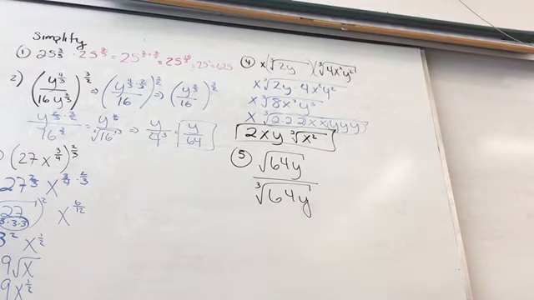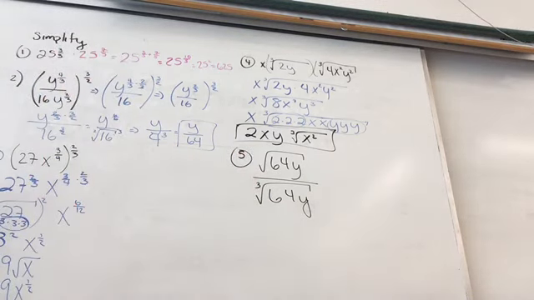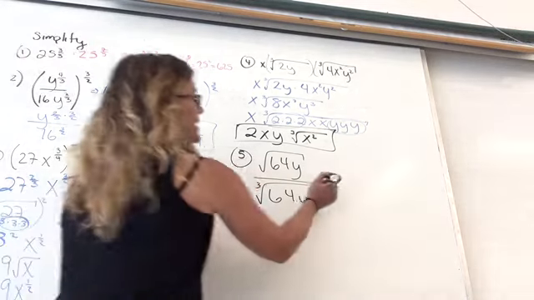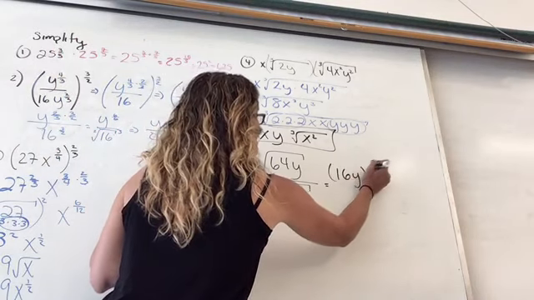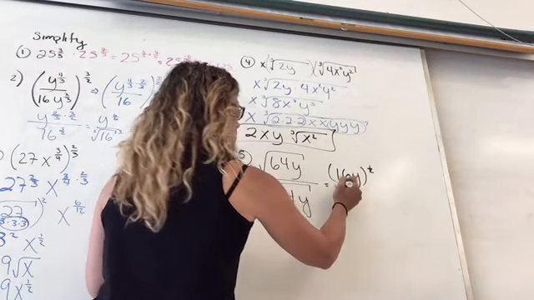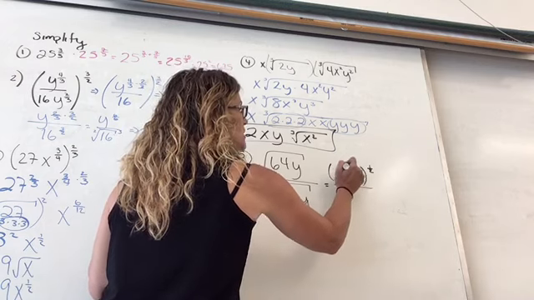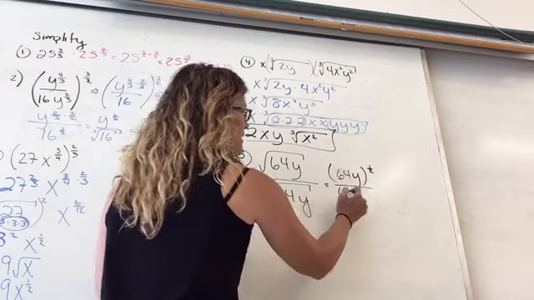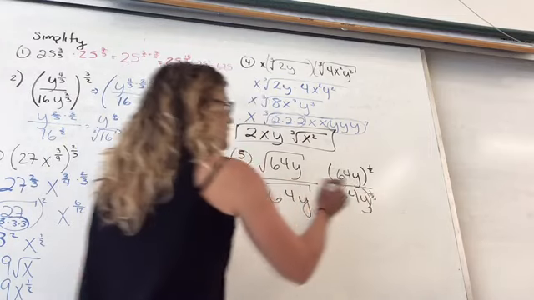Now, on this last one, we need to do something a little bit more creative because these do not have the same index. The top one is a 2 and the bottom one is a 3, so I can't really combine them yet. So I have to get creative and rewrite them. So I'm going to rewrite this as 64y to the 1/2 power, or not 16, that's a 64. And then on the bottom, I'm going to write it as 64y to the 1/3.